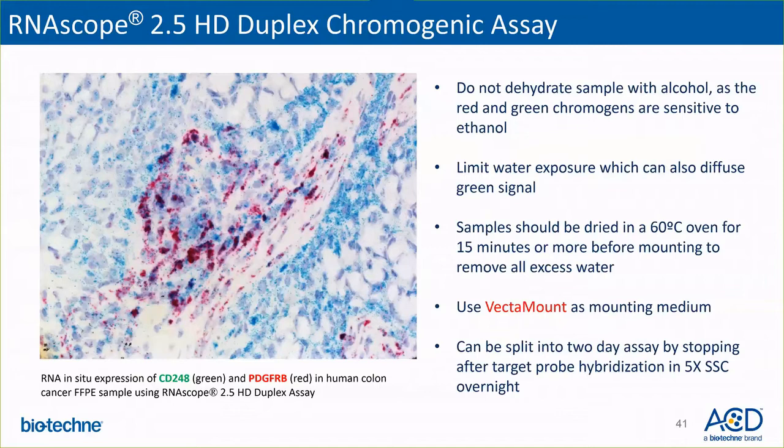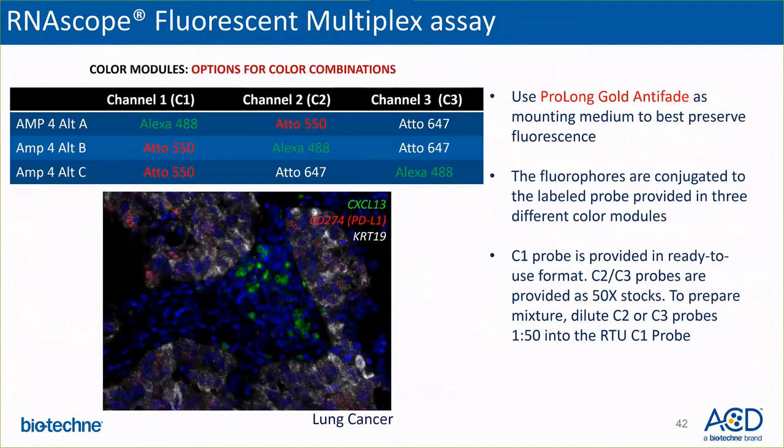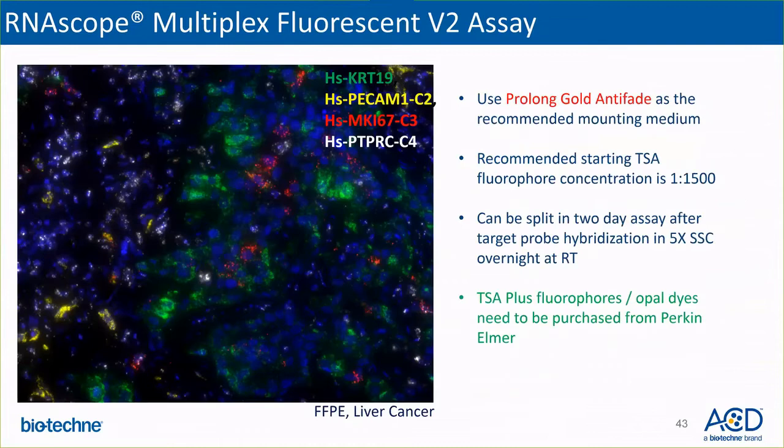For the fluorescent V1 assay, you can use different AMP4 alternatives. Those are AMP4 Alt A, B, or C for the different fluorophore combinations. We recommend using ProLong Gold antifade mounting media to preserve fluorescence. And for the multiplex fluorescent V2 assay, this is a TSA-based assay. TSA Plus fluorophores or Opal dyes have to be purchased from PerkinElmer. Again, we recommend using ProLong Gold antifade as the mounting medium.